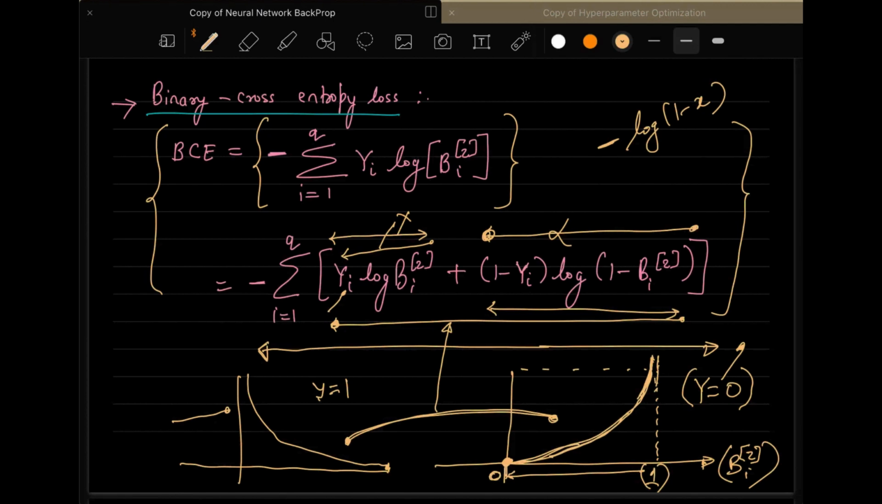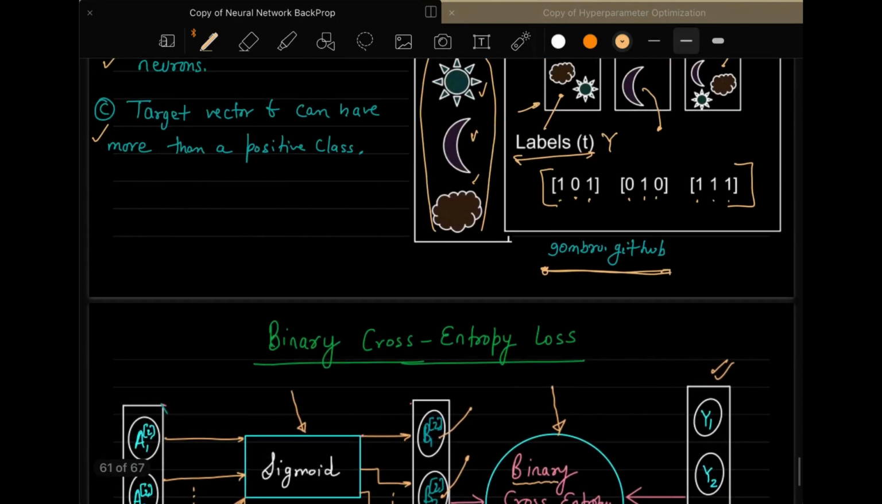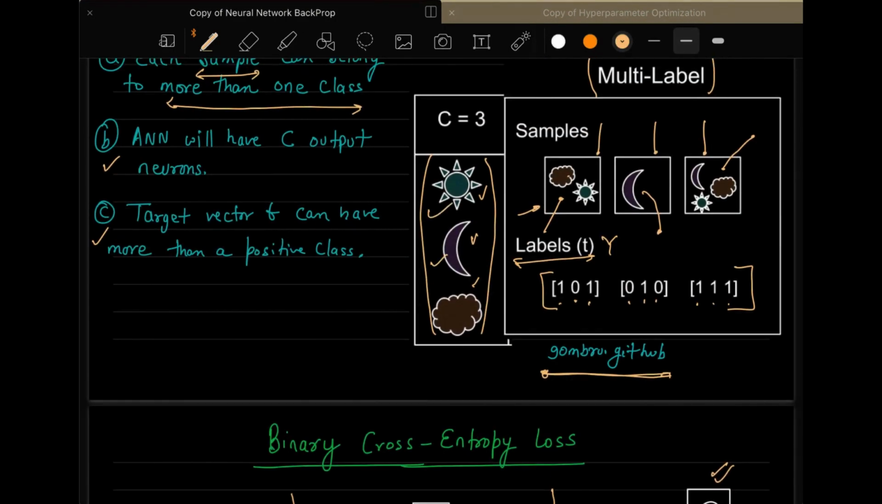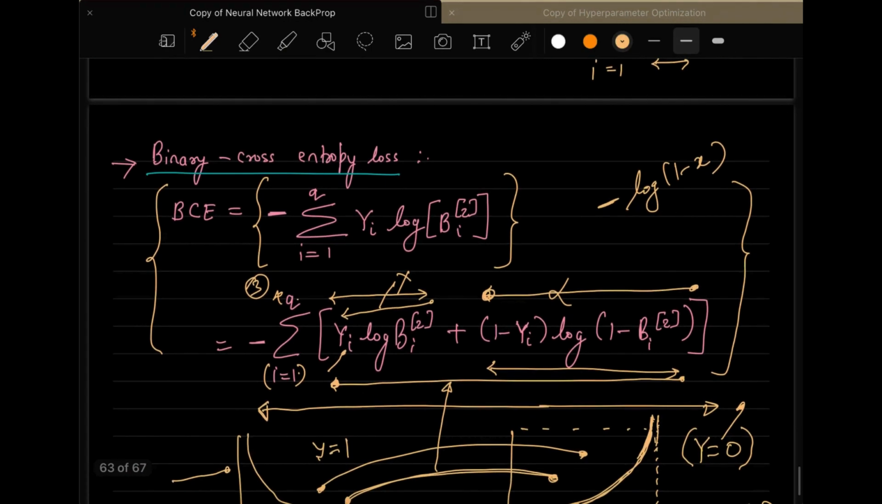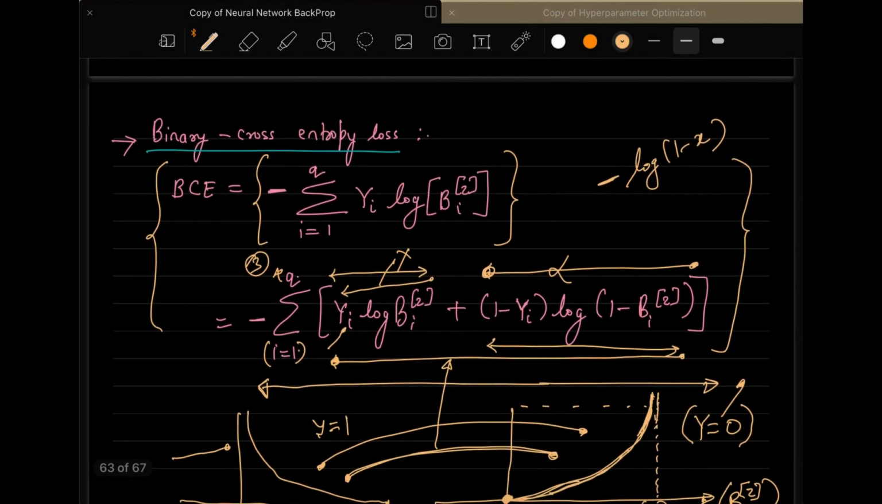Note that we have to do this addition of the two curves for each class. Here you can see the summation running from i equal to 1 to q. So we have to do this binary cross entropy for 3 different classes. Q is equal to 3, because we have these 3 classes, 1, 2 and 3. So binary cross entropy will be done for all the 3 classes individually.